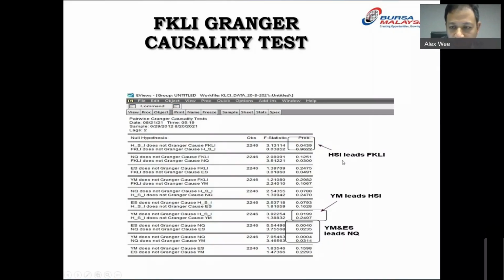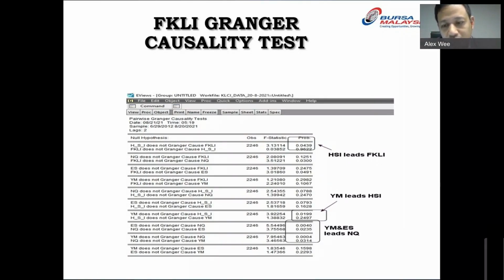So if I want to trade FKLI as well, I could be looking at Dow Jones leading Hang Seng and then Hang Seng leading FKLI. So before I trade FKLI, I should be looking at Dow Jones and then at Hang Seng. So this is intermarket analysis, and this is what Granger causality does. It gives you a clear idea who is leading who and who is not.